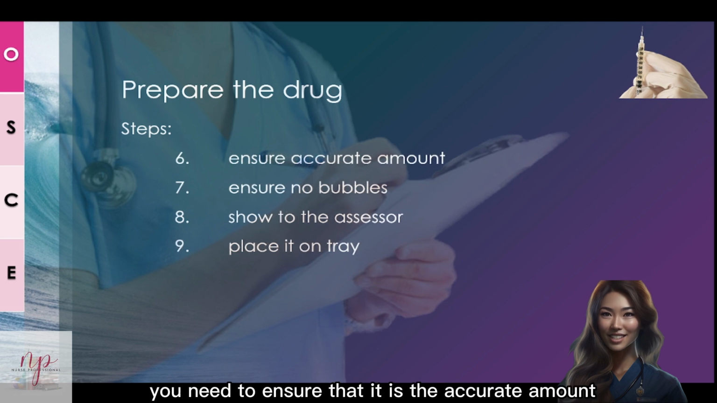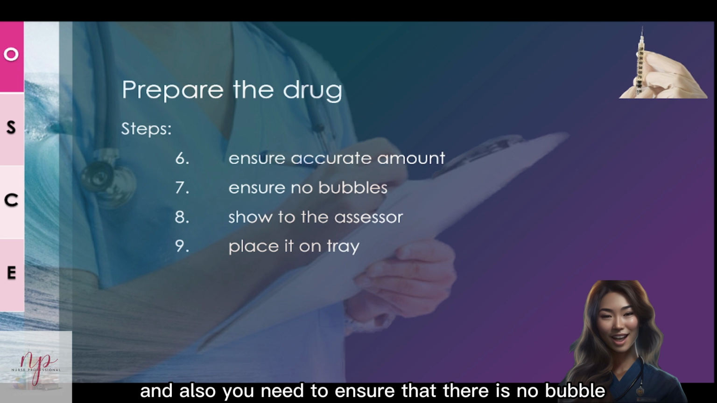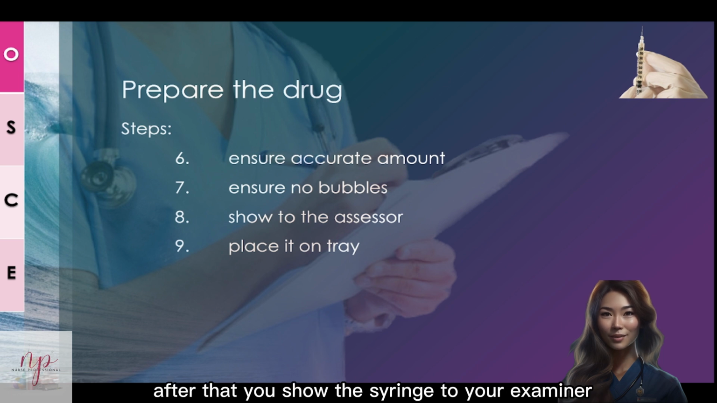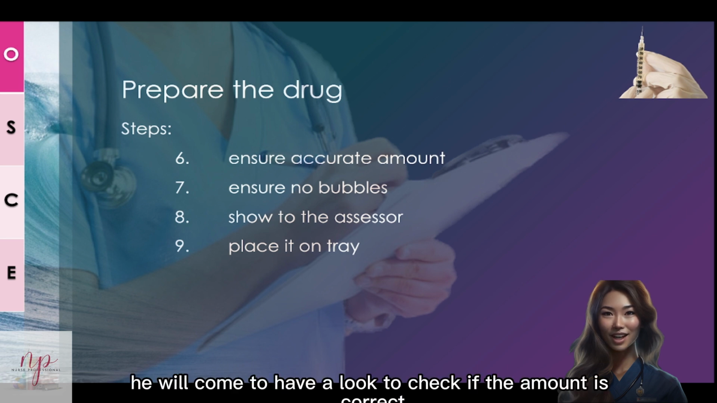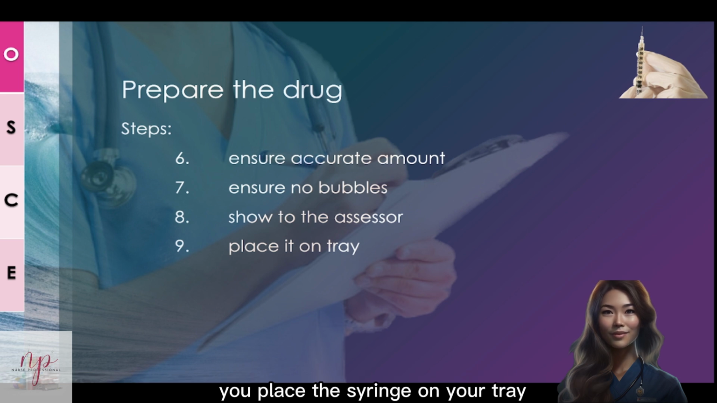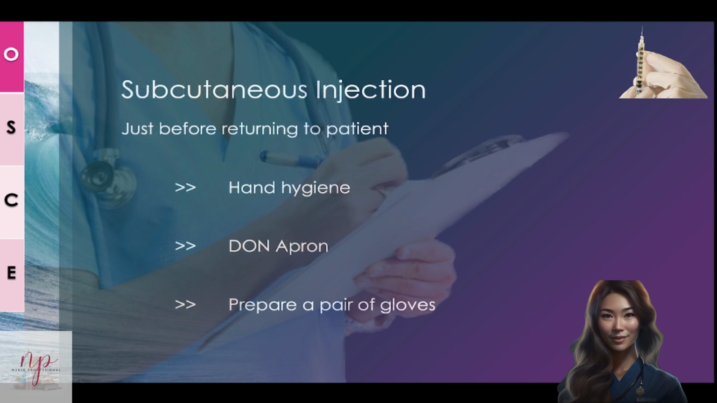And then number 6, you need to ensure that it is the accurate amount, and also you need to ensure that there are no bubbles. After that, you show the syringe to your examiner. He will come to have a look to check if the amount is correct. And then number 9, you place the syringe on your tray. Then you are going to return to your patient.